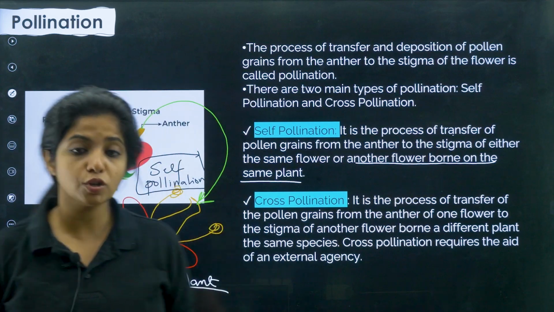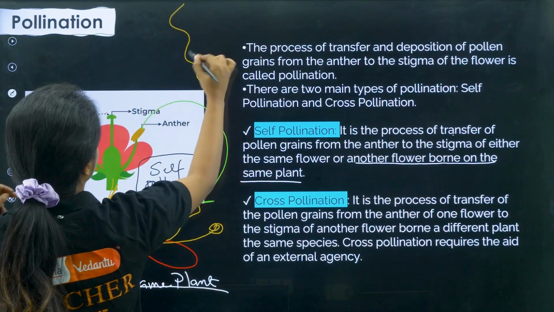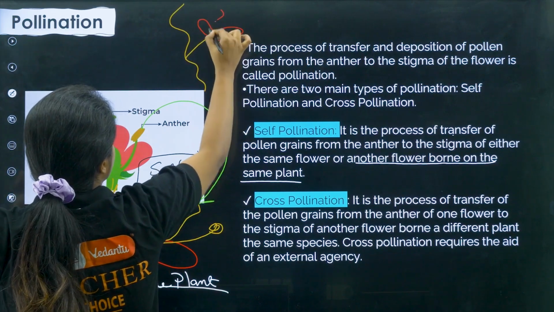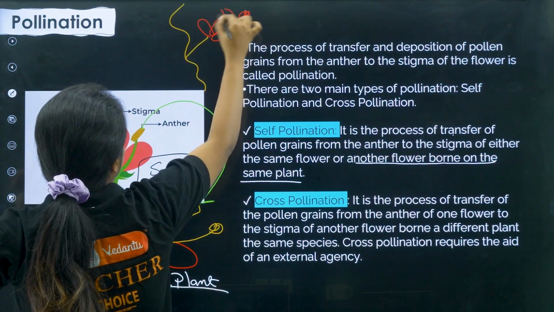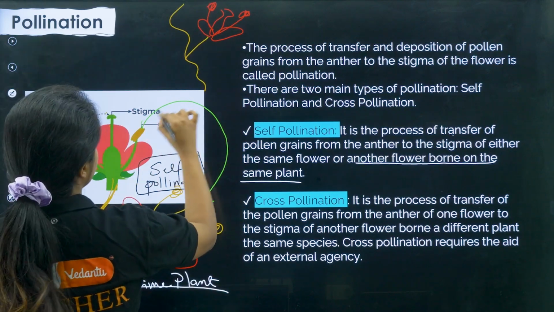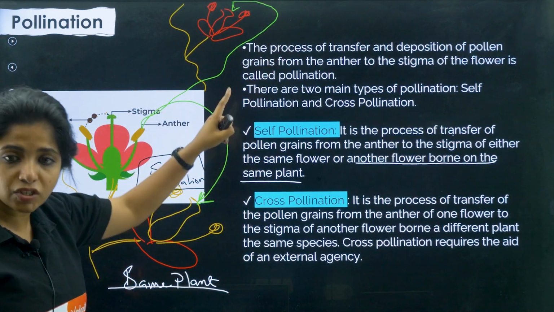Now, understanding cross-pollination becomes a lot more easy. You have a different plant altogether, and this different plant also has flowers which would have the same pistil and stamen. Now, from here it is going and landing over here. So you see two different plants are involved.